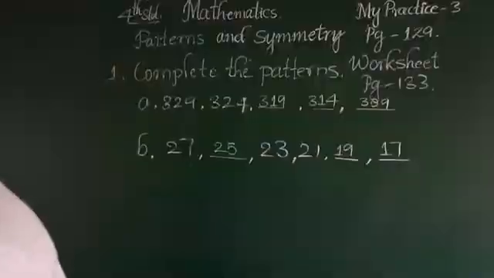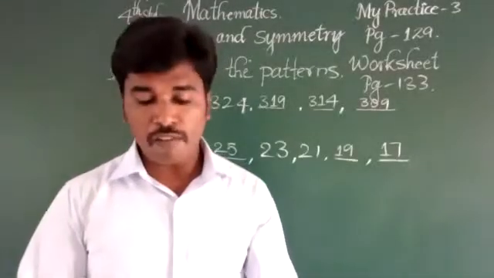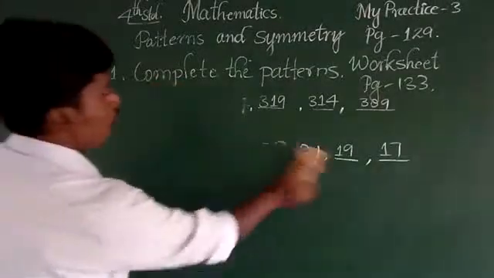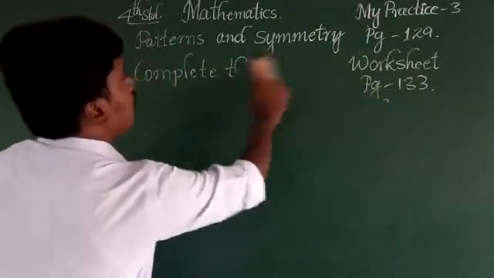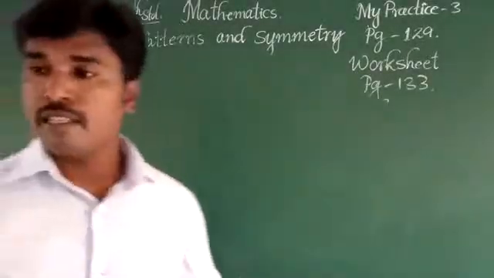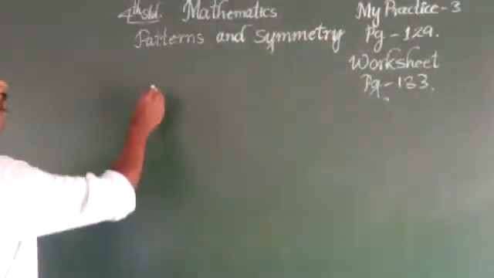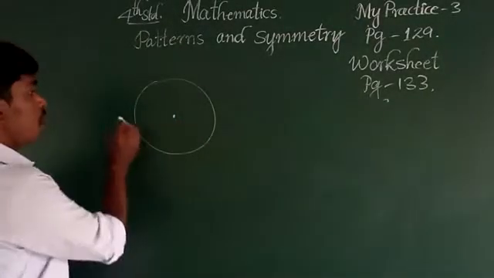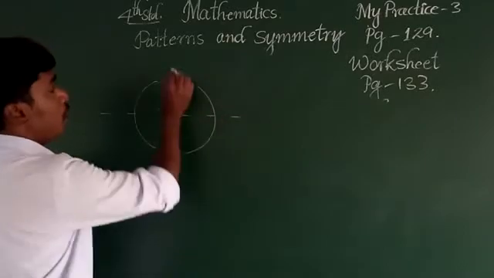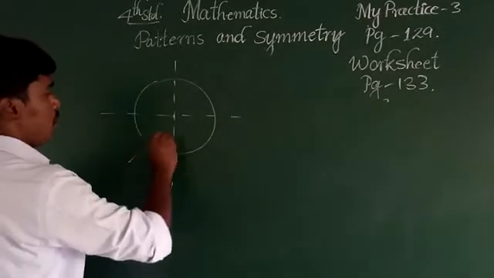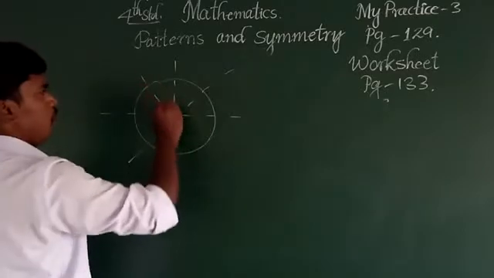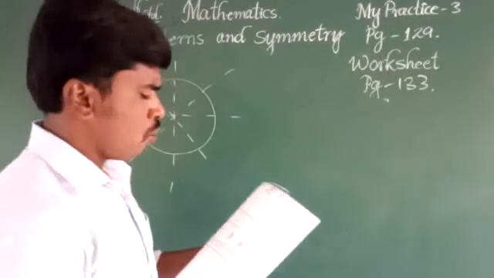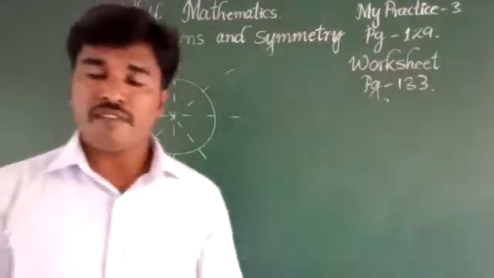Okay. The next one: draw the lines of symmetry for the following, if possible. The figures are like this. Circle: you can draw uncountable lines of symmetry. This is the circle. In any direction you draw, these are lines of symmetry. Square also: a square has 2 lines of symmetry.